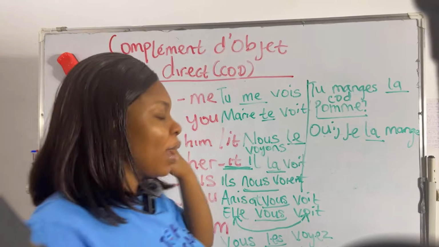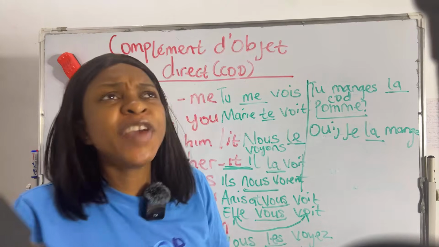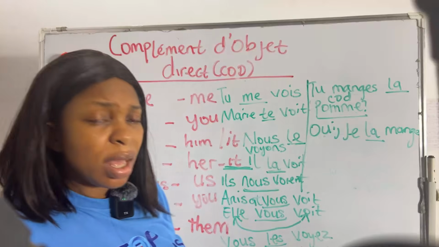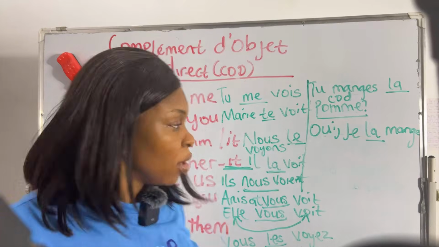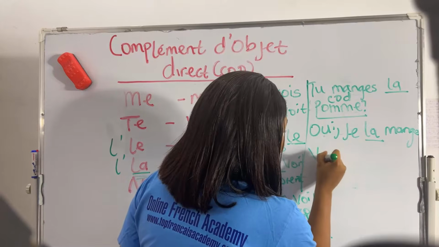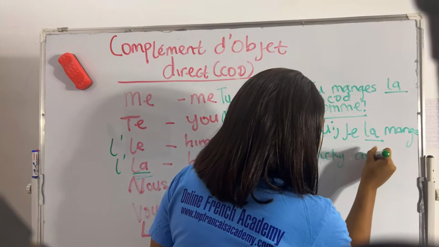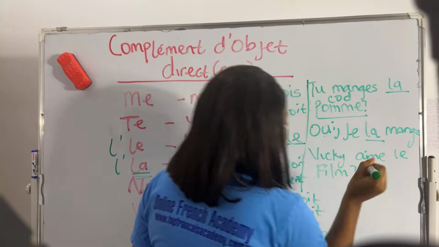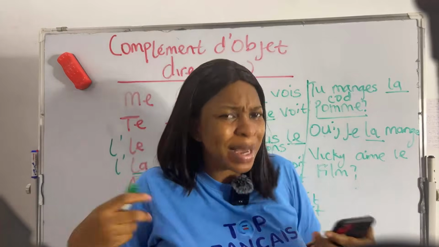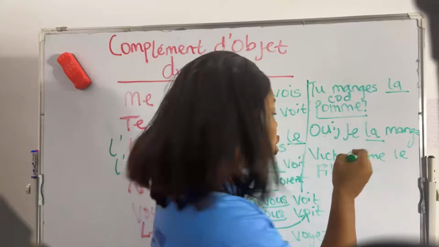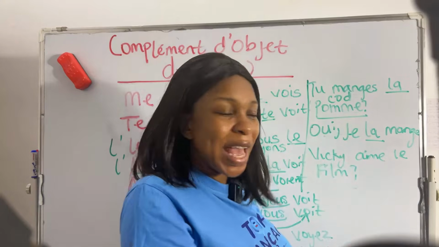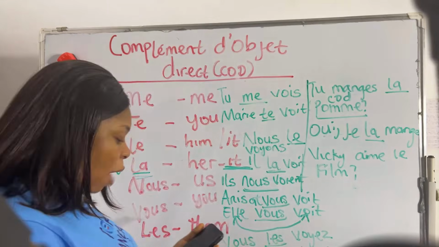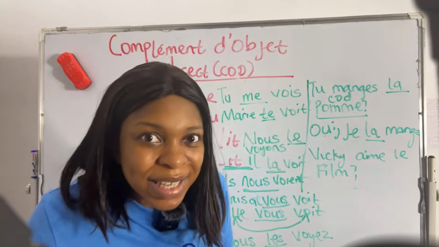So now, let's do one more. I want to say something like, Vicky likes the movie. Okay, let's ask a question. Does Vicky like the movie? We say, Vicky aime le film. So the question is, what does Vicky like? What are we asking about? Le film. So Vicky is the subject, aime is the verb, le film is what we want to replace with the COD. Okay, so now we want to say, yes, she likes it.